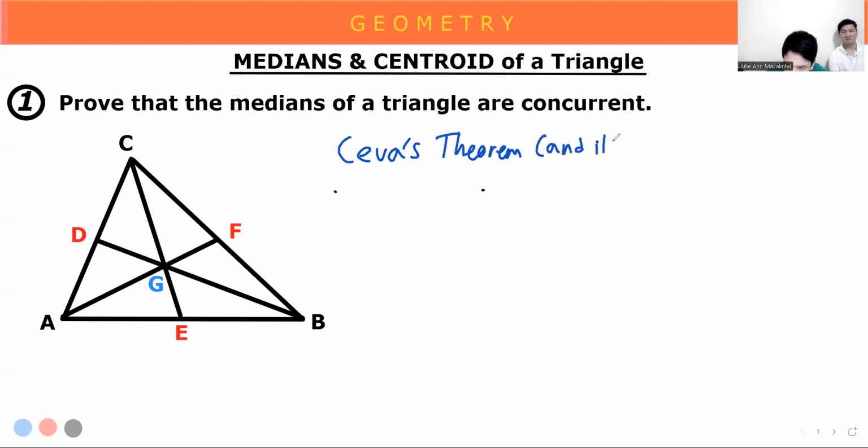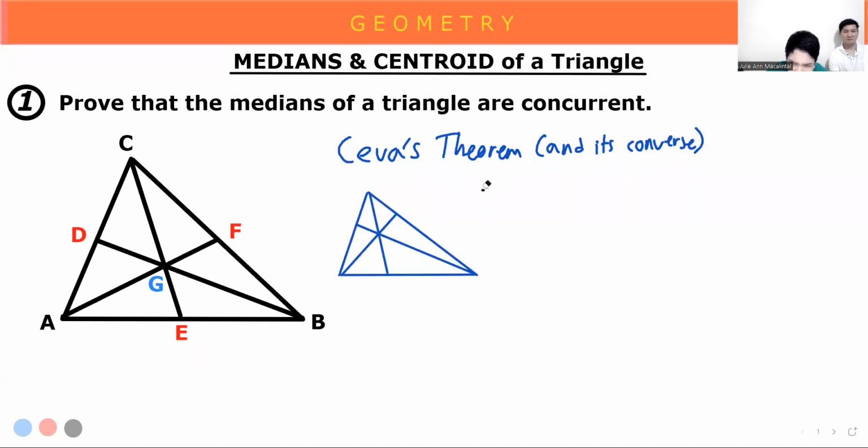And its converse. So I will present you a triangle with vertices A, B, C, and points D, E, F. A cevian is a segment from one vertex of a triangle to the opposite side.